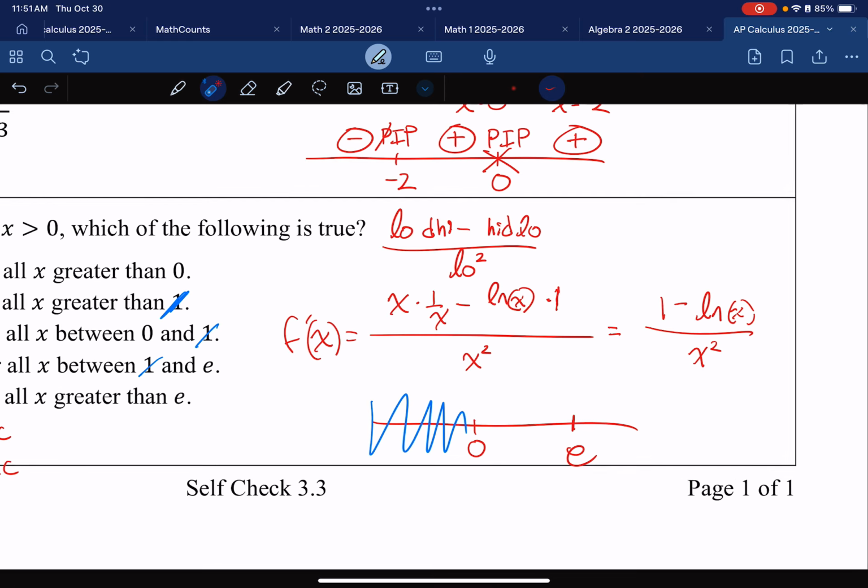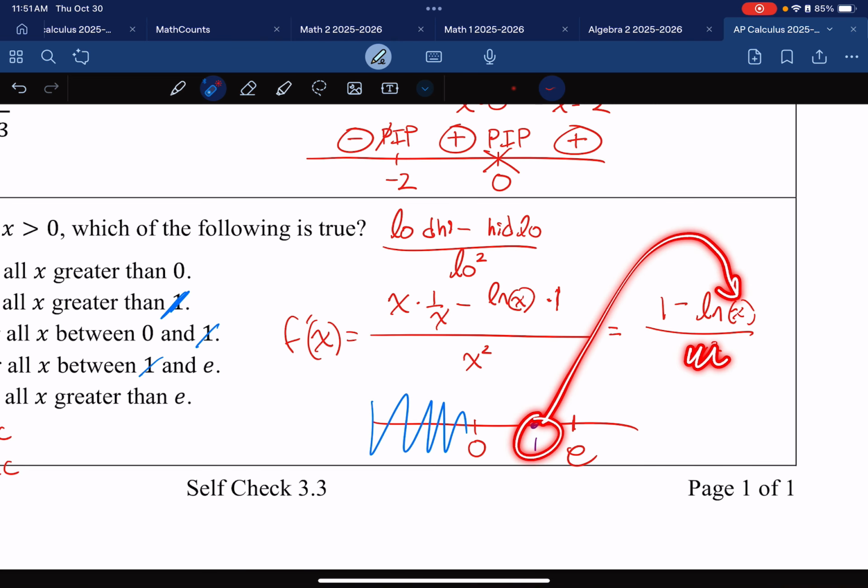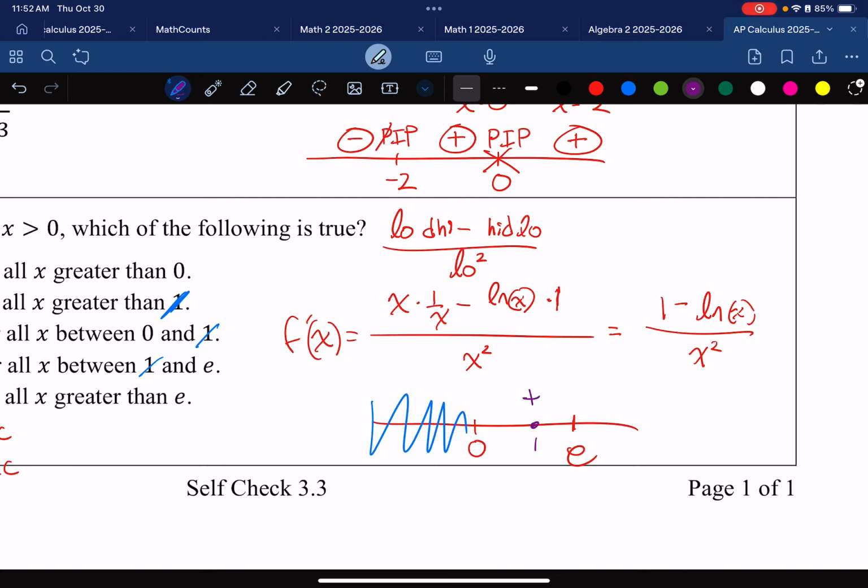So let's go ahead and plug in some things over here. I know for a fact that if I plug in a number, let's do a test point of 1, I can plug in 1. The bottom is always going to be positive, no matter what, because it's an even degree, so I can kind of ignore the denominator. When I plug in a 1 up here, I'll get natural log of 1. The natural log of 1 is 0, and 1 minus 0 is positive. Therefore, I'll have a positive behavior here.